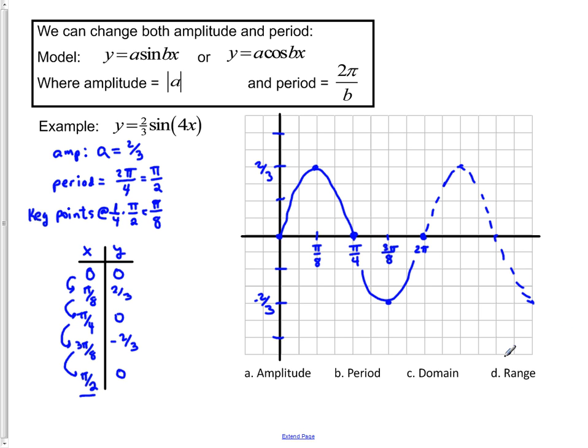And so there's a picture of our graph. Y equals 2/3 times sine of 4x. Our amplitude is 2/3. The period, pi over 2. The domain, all real numbers. And the range is going to be negative 2/3 to positive 2/3.